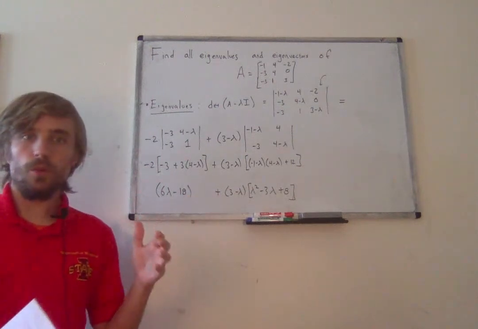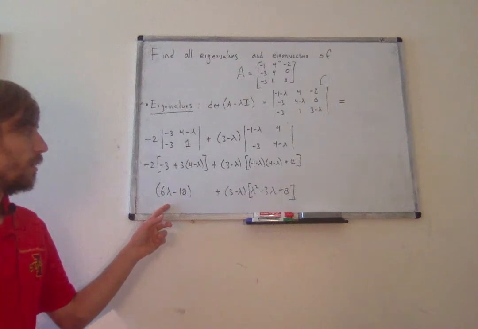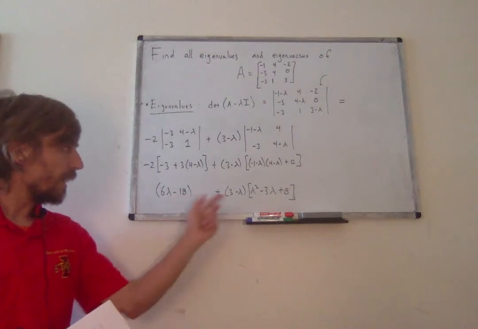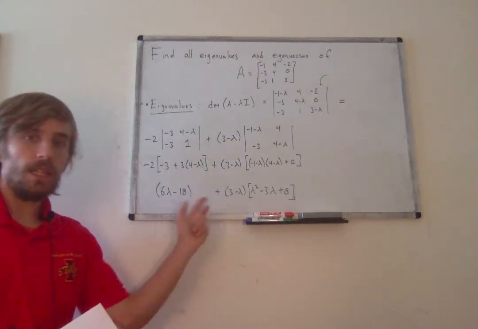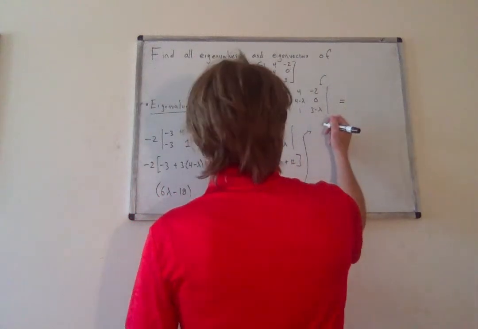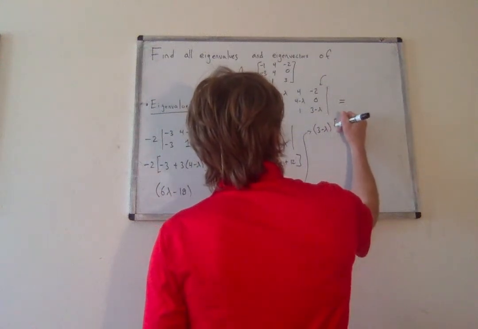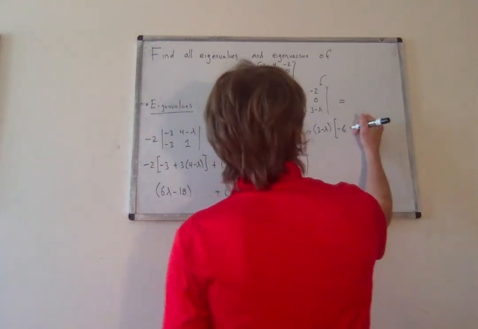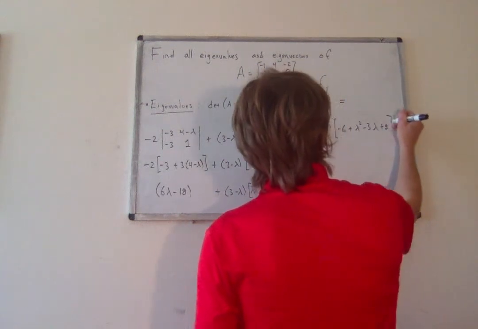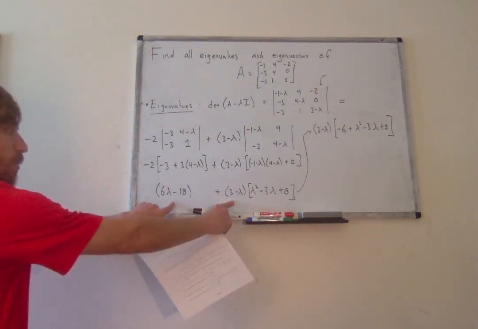You want to look for a way to factor this before it becomes a cubic polynomial. The way we can do this here is by noticing that before I multiply 3 minus lambda, I can actually factor out a 3 minus lambda from each of these terms. So this is equal to 3 minus lambda times negative 6 plus lambda squared minus 3 lambda plus 8. All I did was factor out a 3 minus lambda from each of these terms.